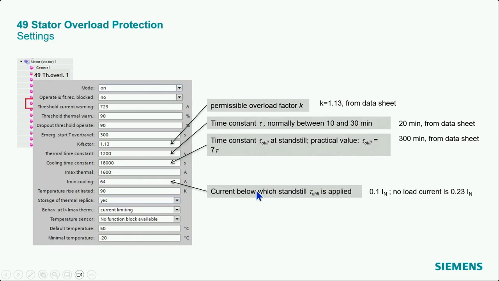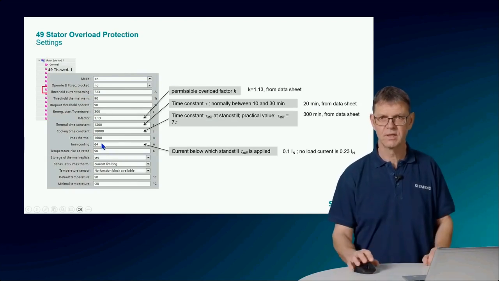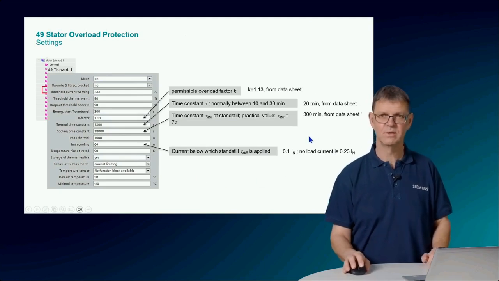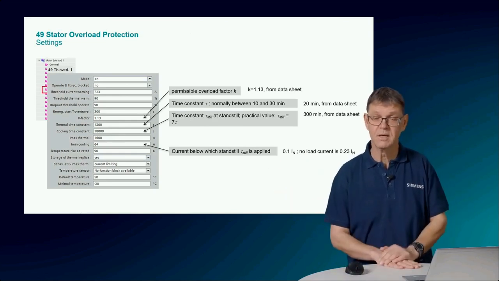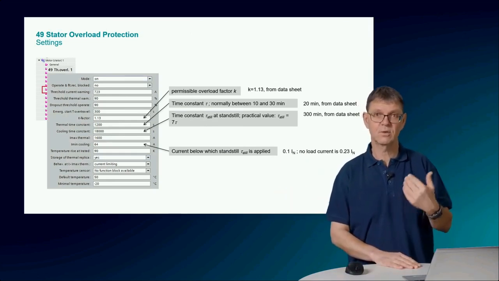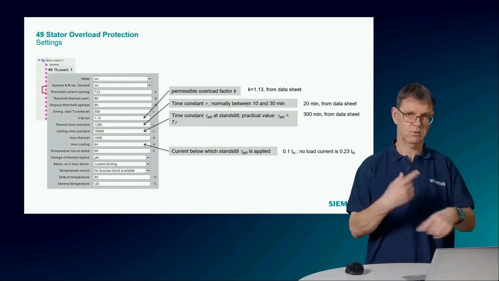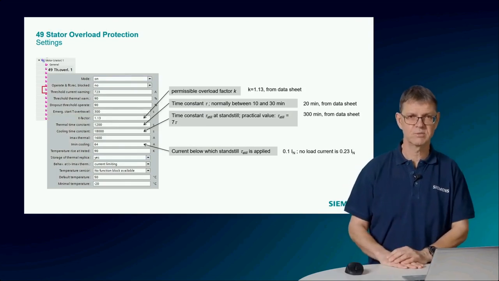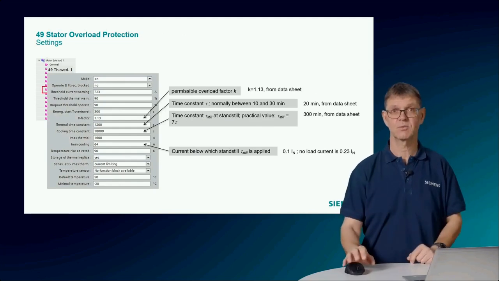Then we have a current which describes us when is the motor running and when is the motor at standstill. And here I took primary value 64 amps. This is 10% of the nominal current. And I know normally the no load current, the smallest current I measure when the motor is running, is around 20%. So I'm below this value, and I know, okay, if I go below this current value, the motor is at standstill or soon comes to a standstill when it's switched off. At least it's switched off, it's not working anymore. And then I need to apply the longer time constant.